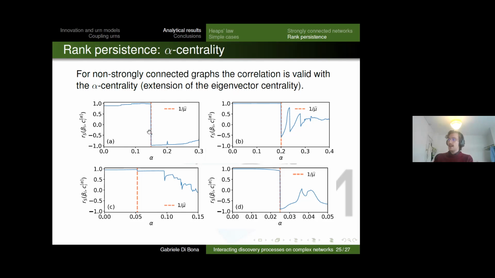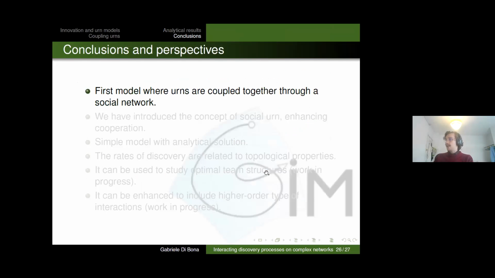In fact, you can see that the correlation between the beta and the eigenvector and alpha centralities in these 4 cases, which are the 4 big networks I showed you before, is almost 1. So this is a great result because the simulations were very big.